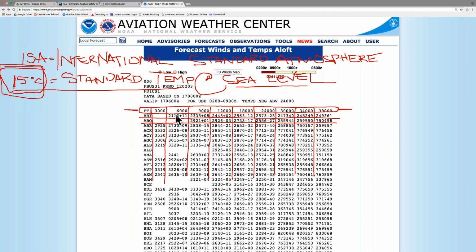Okay. Let's start out with a simple one. Let's start out right here in this box. You can see that there are four numbers, 2, 4, 4, 5, and then 12. There's also a minus there. You can break these numbers into pairs. Every winds aloft chart, you just break it off into pairs.